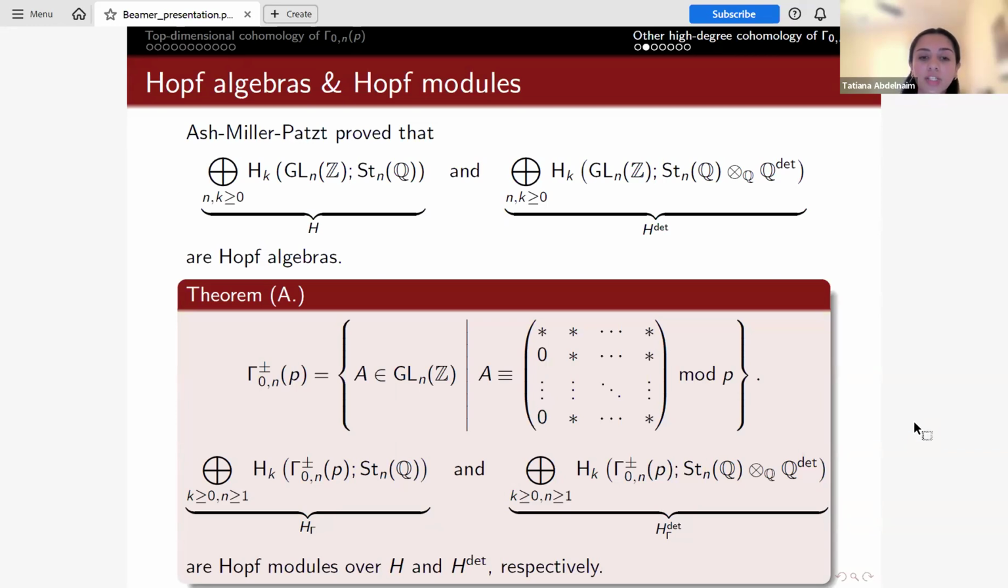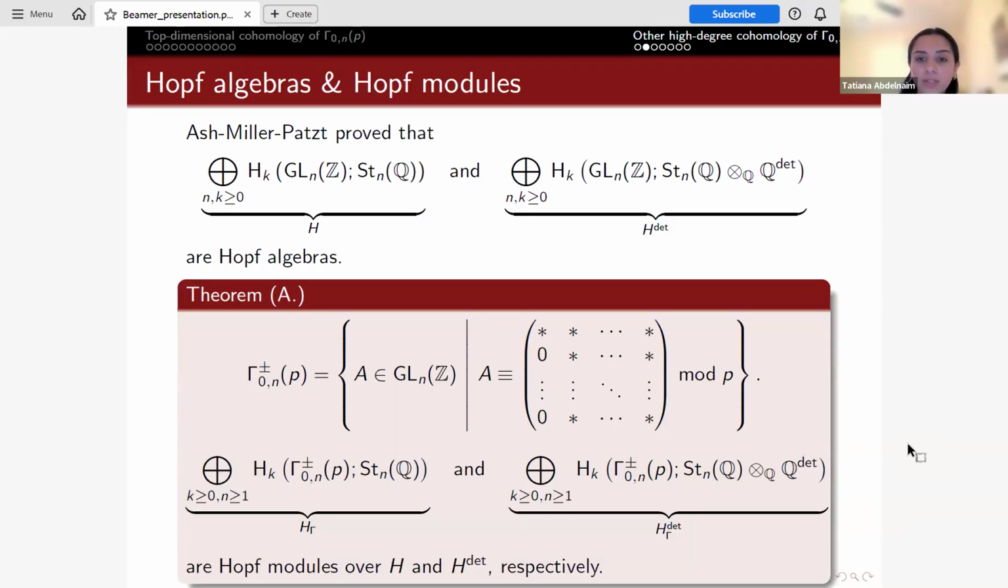And I showed that these two are Hopf modules over each of H and H determinant. So I show H gamma is a Hopf module over H, and then H gamma determinant is a Hopf module over H gamma.